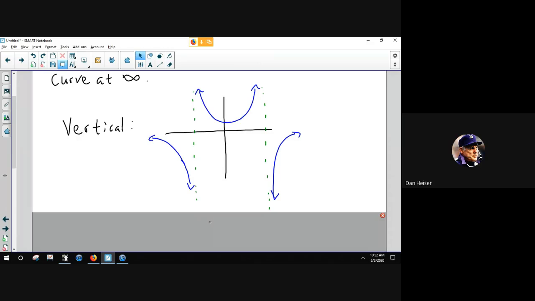This is where functions are undefined. And I've indicated them in these green dashes here. So notice this function gets closer and closer, but it never gets there. It will never, ever touch that. If it was possible to get to infinity, this curve would touch the asymptote. But because it's impossible to get to infinity, they will never meet.